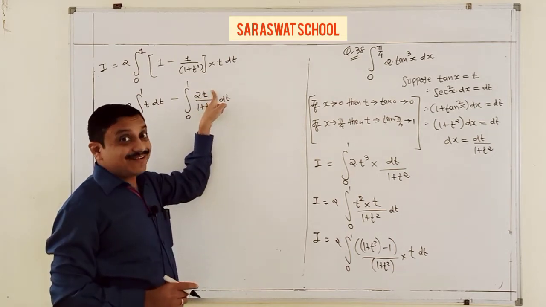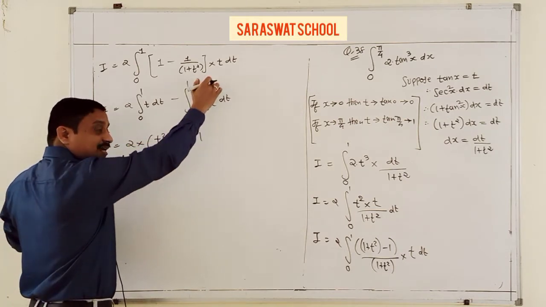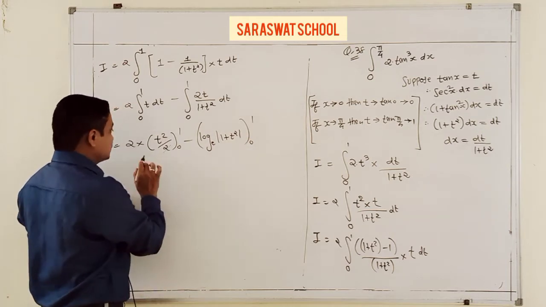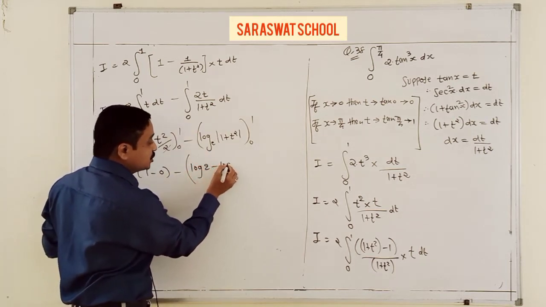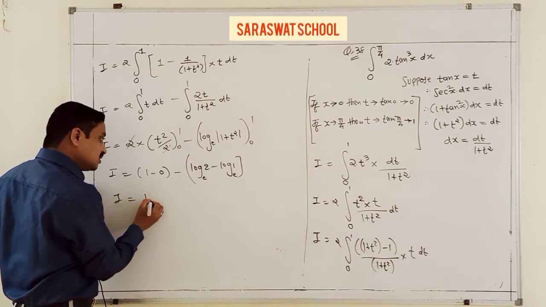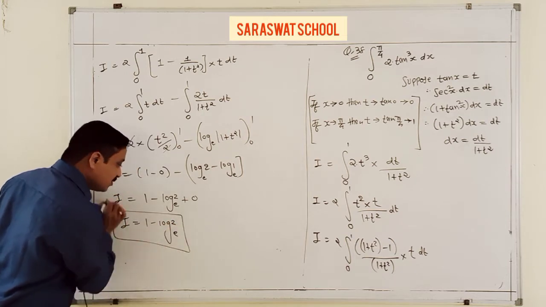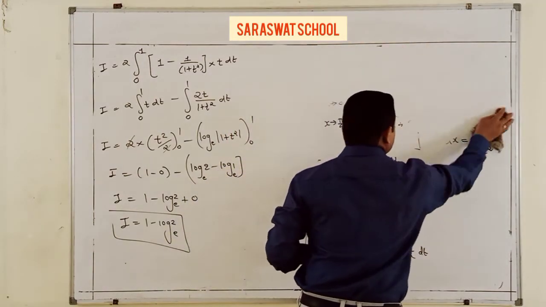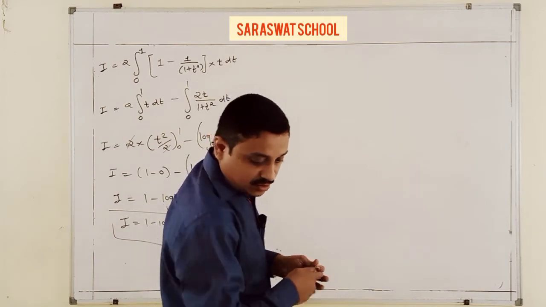For the first, the integral gives t square by 2 from 0 to 1. And for the second, the function's upper side is a derivative, so the answer is log of the function, limit as it is. Operating the limits, 1 minus 0. Here we operate log of 1 plus 1, which is log 2, but for 0 we apply log 1. Very simple. Now log 1 is 0. So students, my answer is 1 minus log 2. That is your final answer, students. Now continue to question 39. I hope you understood very well these types of sums, students. It's a very easy sum. Now 39.